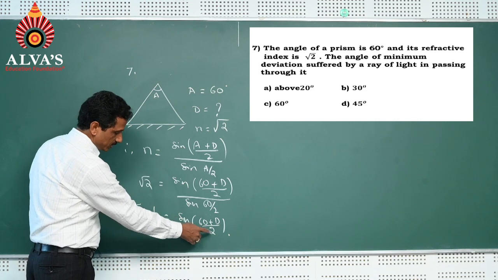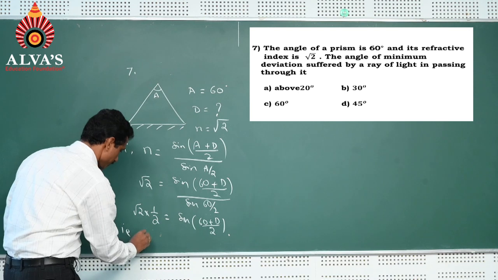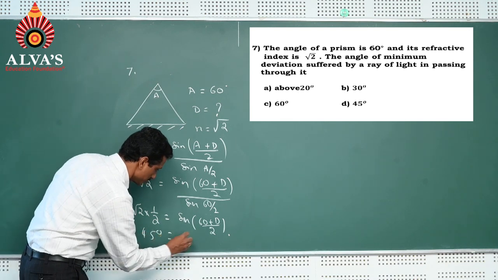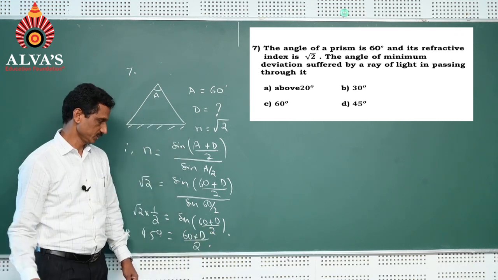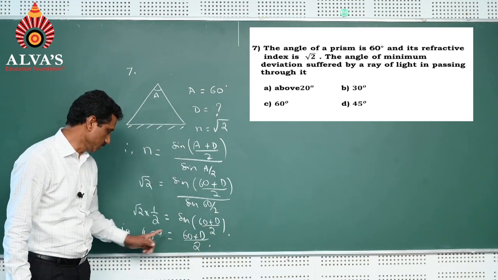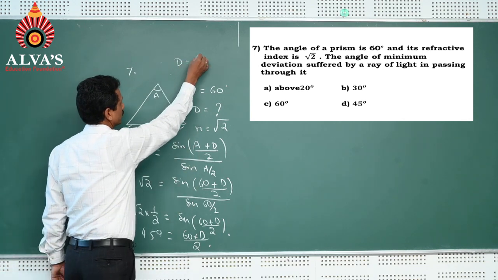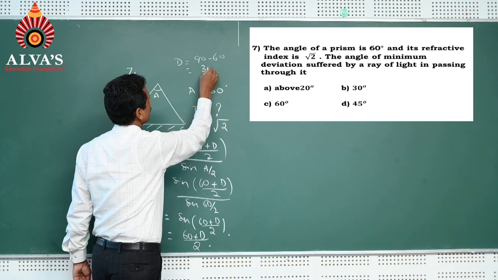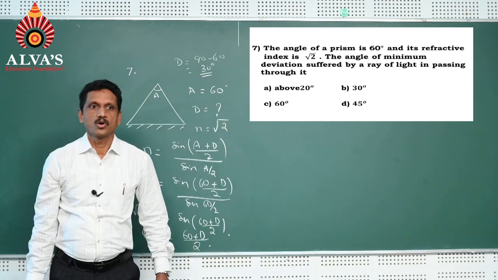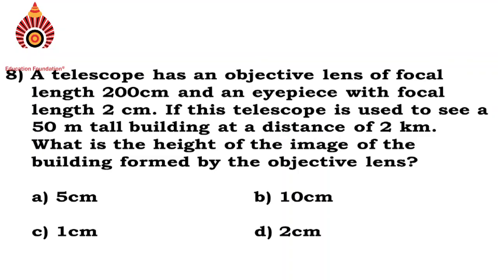Therefore, (60 plus D) by 2 is sine inverse of 1 by √2, which is 45 degree. That is, 45 degree is equal to (60 plus D) divided by 2. That is, D is equal to 90 minus 60. I will write here: D is equal to 90 minus 60 is equal to 30 degree. Therefore, option B. Answer is B. Okay, we'll see the next question. Question number 8.